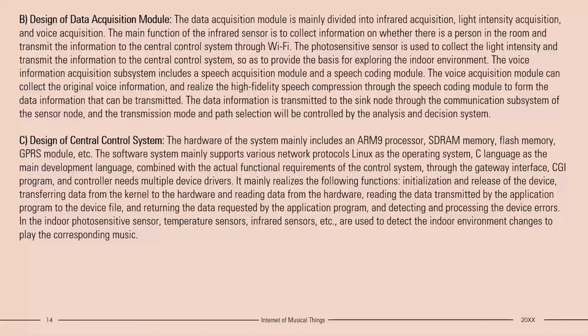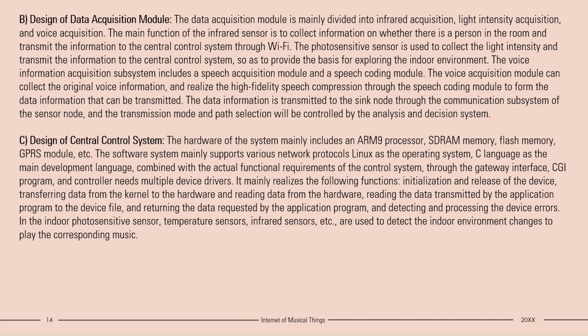Secondly, we have the design of the data acquisition module. The data acquisition module is mainly divided into infrared acquisition, light intensity acquisition, and voice acquisition. The main function of the infrared sensor is to collect information on whether there is a person in the room and transmit the information to the central control system through Wi-Fi.